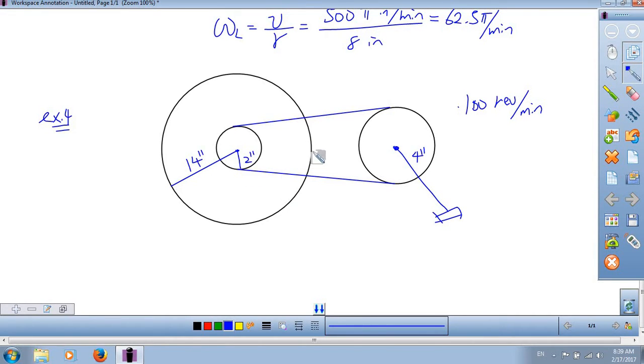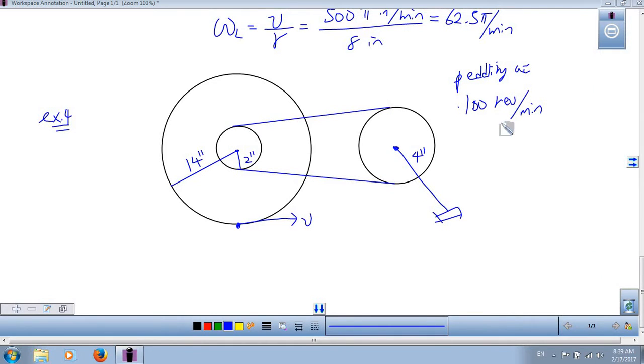So what we want to find is the linear velocity you're traveling at if you're pedaling at 100 revolutions per minute. First, let's figure out the omega of this large gear. The omega of the large gear is theta over t. In this case it's 100 revolutions, and each revolution is 2 pi, so it's 200 pi per minute.